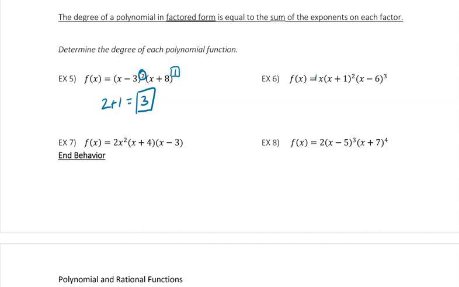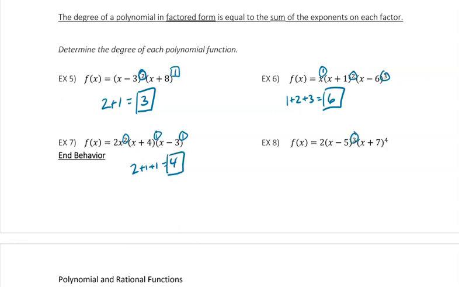Same thing for example 6. We have 3 different factors, so we're going to look at the exponents on each. Again, for the x, there's a hidden 1 there. Then there's a 2 and a 3. So if we add all of those, we get that it's degree 6. For 7, we have a 2, a 1, and a 1. So that's degree 4.